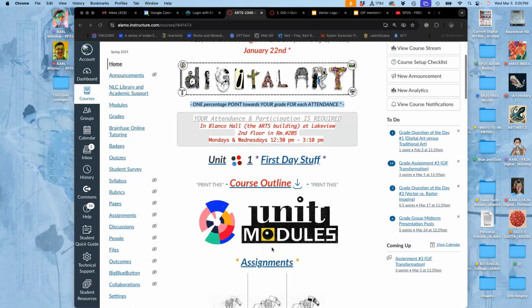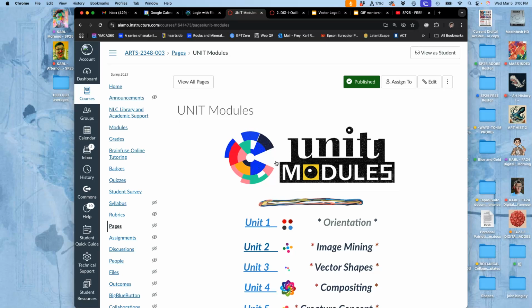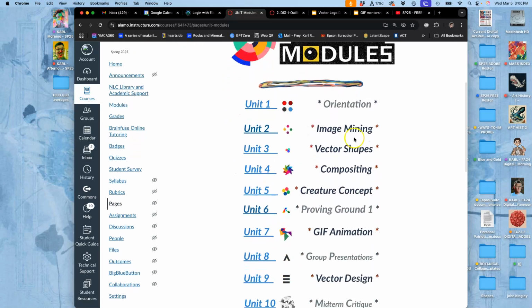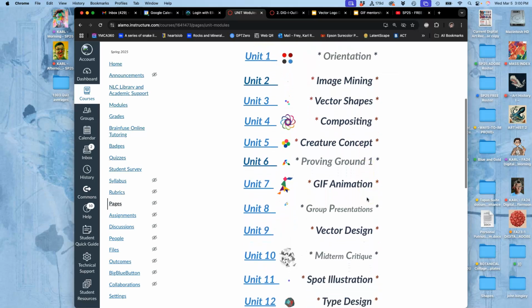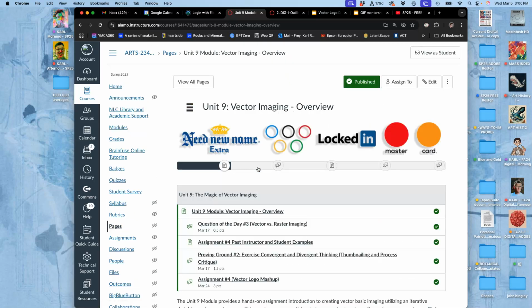All right, we are moving now to the midpoint of our semester, and we finally move away from raster imaging, from pixel-based imaging, and we're going to learn something new, which is vector design. So that's in Unit 9. Remember, your group presentations are still being worked on. Those are found under Unit 8. But Unit 9 is what we will be working on immediately when you come back from spring break.